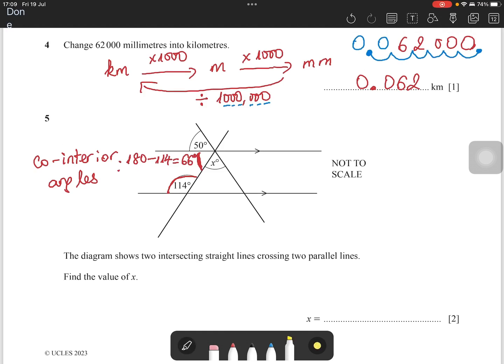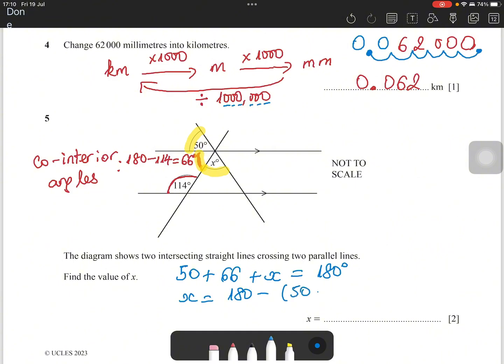And then these 3 angles, 50, 66, and x, also add up to 180 degrees because they are the 3 angles on a straight line. So we'll write 50 plus 66 plus x equals 180 degrees. So x is equal to 180 minus the sum of 50 and 66. So the answer for this is 64.